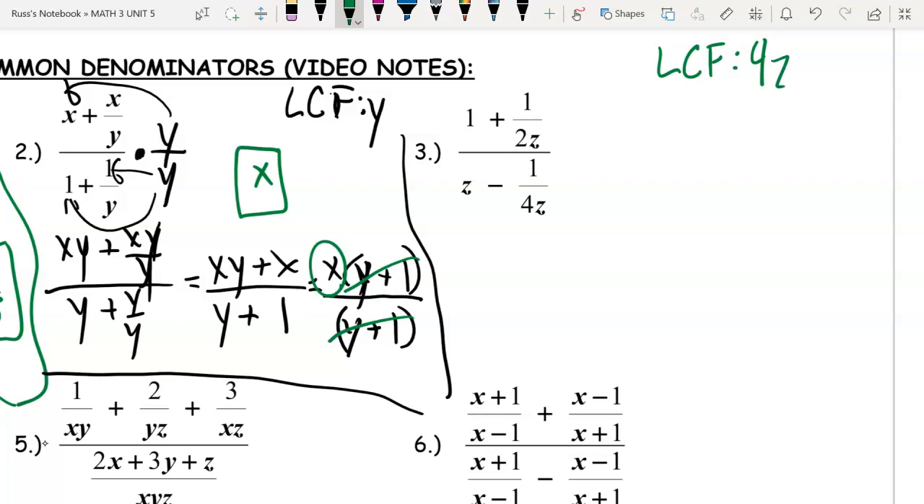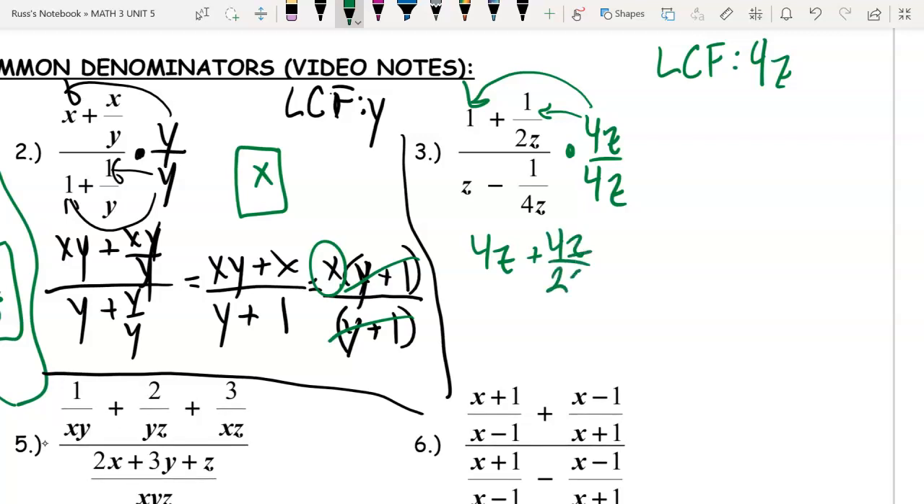Z and Z, okay, would be what they have in common. So I'm going to multiply the numerator and the denominator by 4z. Now, if you had done 2 times 4, you would have gotten 8z, by the way, as a factor. That would work, okay? But 4z is the least, so it'll be the quickest. It'll keep the numbers as small as possible. So 4 times 1, that's 4z. 4 times 1, that's 4z over 2z.